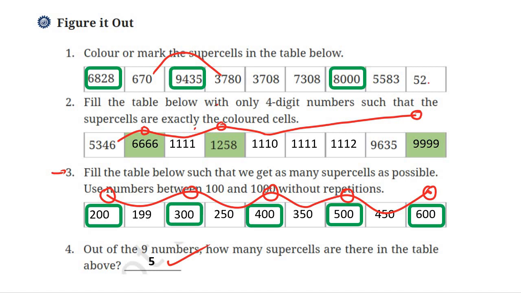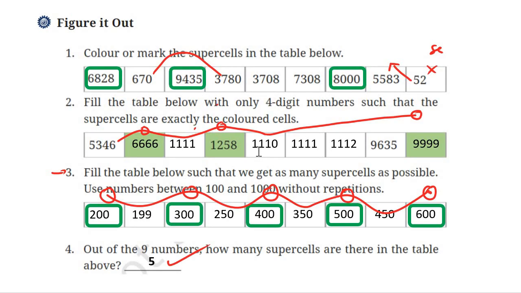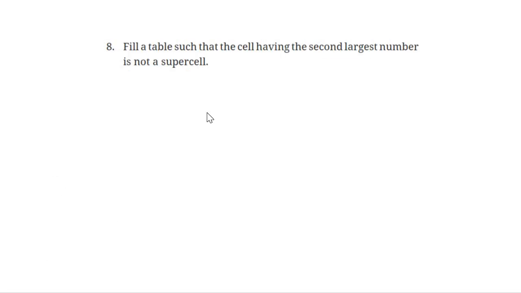Next, the smallest number here is 52. Since it is the smallest, some number will be larger than this. So it can never be a supercell, but the number nearest to it can have the possibility of being a supercell. Okay, so this is the answer. Yes, and the answer is no. So I have given you an explanation as well. Good. Now, okay, the next question.